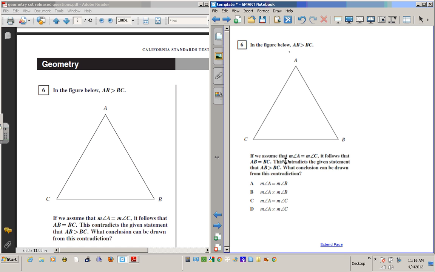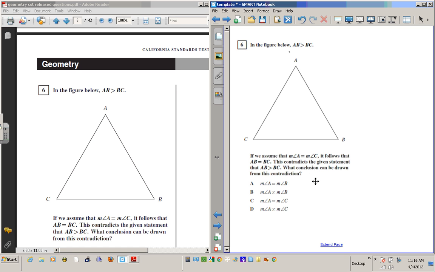This contradicts the given statement that AB is greater than BC. What conclusion can be drawn from this contradiction? So what can we say about the contradiction? If you arrive at a contradiction, that means the assumption is false and the original statement is true.